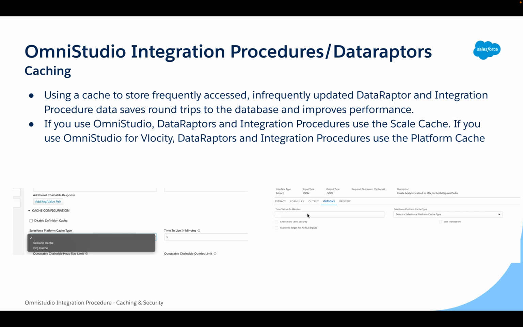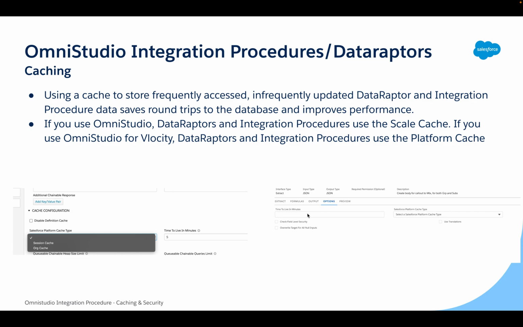Let's see how we can cache integration procedures and data raptors. Caching is a very important aspect. This would save us time by reducing the number of trips to the server. We can cache both the definition of the data raptor and the integration procedure, and then the output.